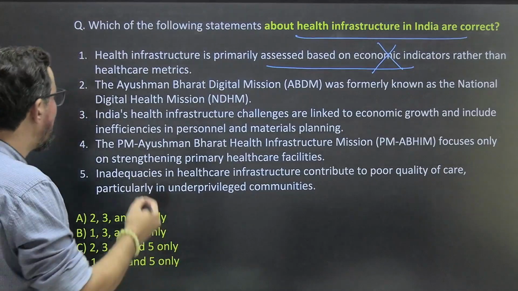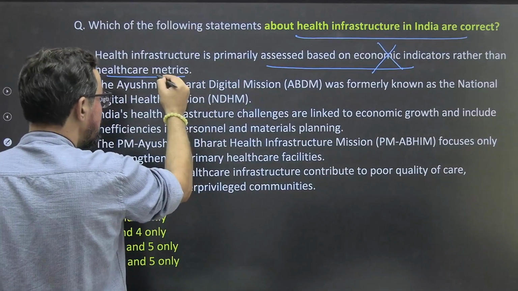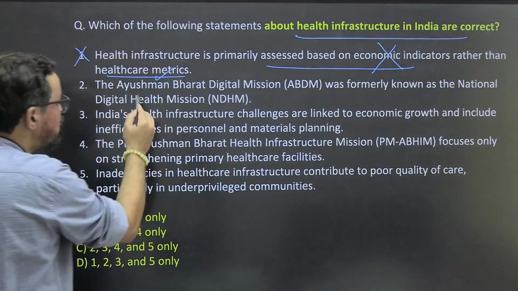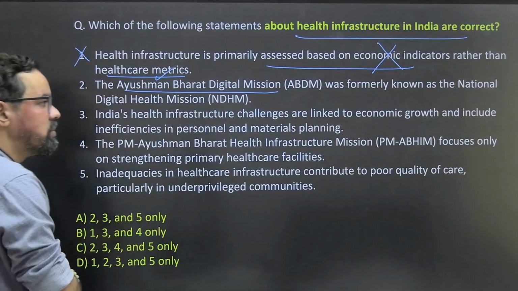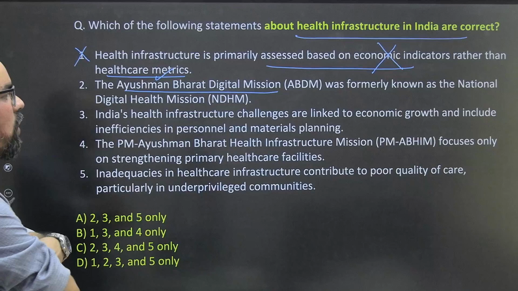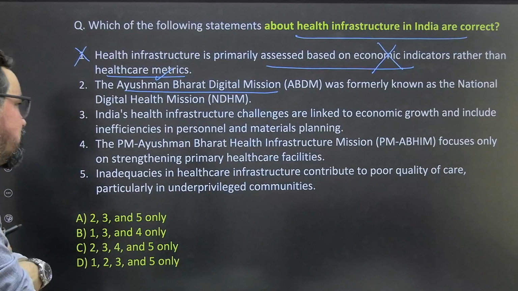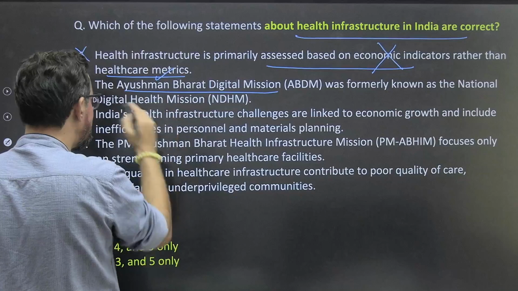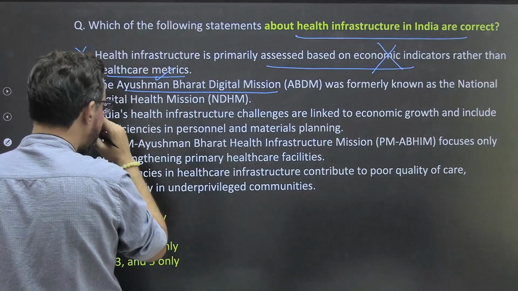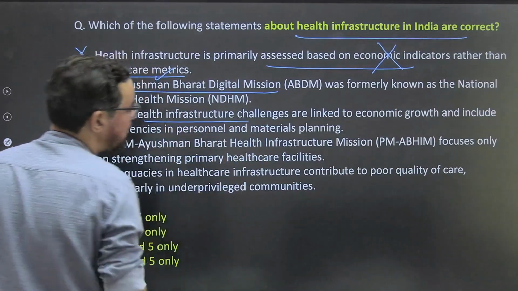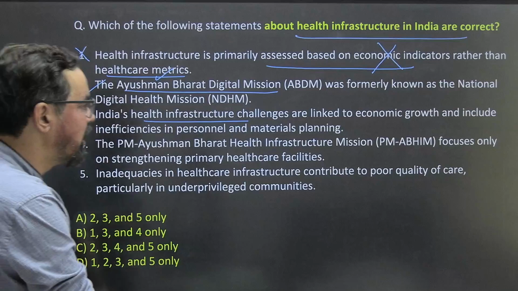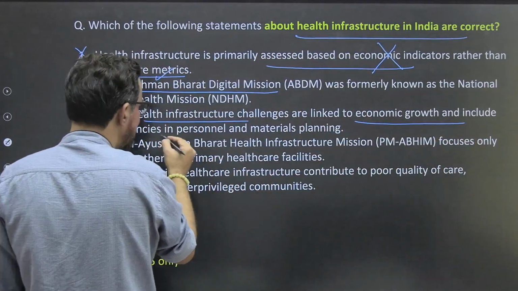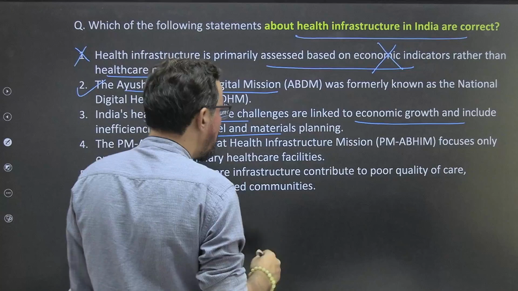Okay? So healthcare metrics. Yes. So it is assessed on the basis of this, not that. So statement 1 is wrong. The Ayushman Bharat Digital Mission ABDM was formerly known as the National Digital Health Mission. Okay? True. India's health infrastructure challenges are linked to economic growth and include inefficiencies in personnel and material planning.